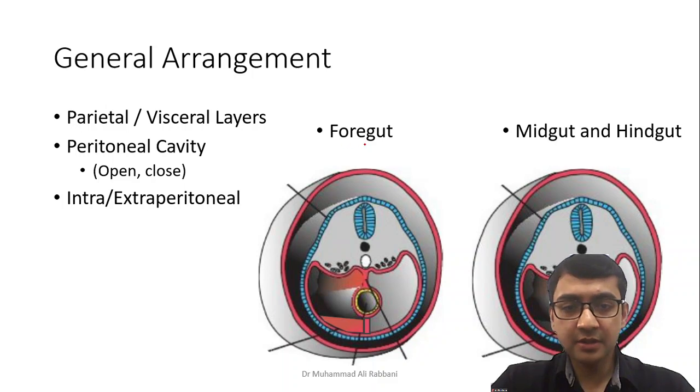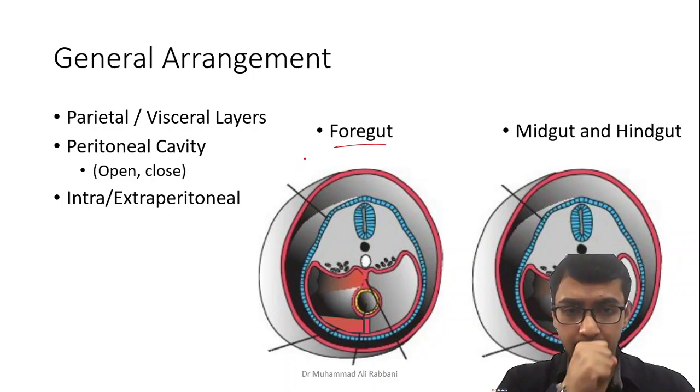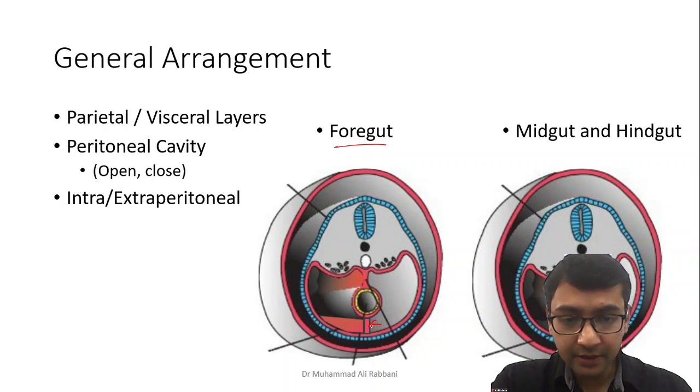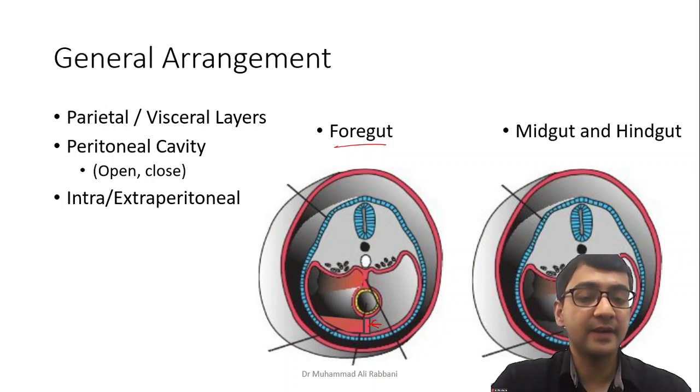There is an exception in the foregut, in the lower part of the esophagus, the anterior lesser curvature of the stomach, and the first half of the duodenum. They also have an additional mesentery on their anterior aspect that is known as ventral mesentery. We will discuss it in more detail in embryology.